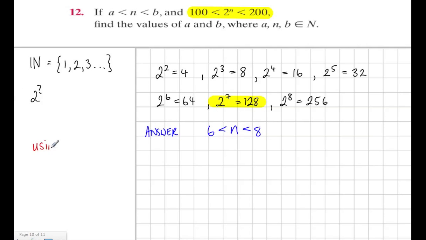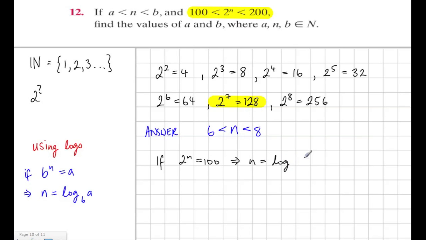Now, supposing there were more difficult numbers than this, because that was a very simple example, really. Supposing you couldn't write out so easily the answers to the question in a list like that. Well, you could use logs. If b to the power of n is equal to a, then n is equal to log of a to the base b. So the answer to a log is a power. So, for instance, if 2 to the power of n was 100, what exactly is the value of n? Well, you put log of 100 to the base 2 into the calculator, and you see it's roughly 6.64.